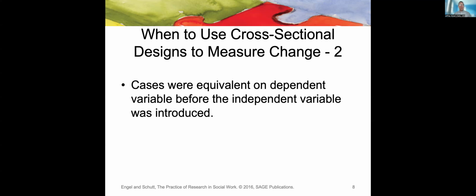Then another one would be when you've got cases that are equivalent on the dependent variable before the independent variable was introduced. So, for instance, if you've got new immigrants, none of them speak English, and you want to take a look at what's the impact of a language program? Our language program is the independent variable that then later impacts their English capabilities. So we have a baseline, where everybody's starting out on the same level of not being able to speak English.